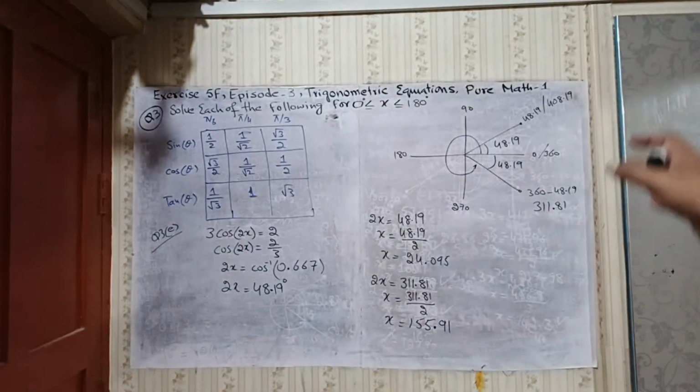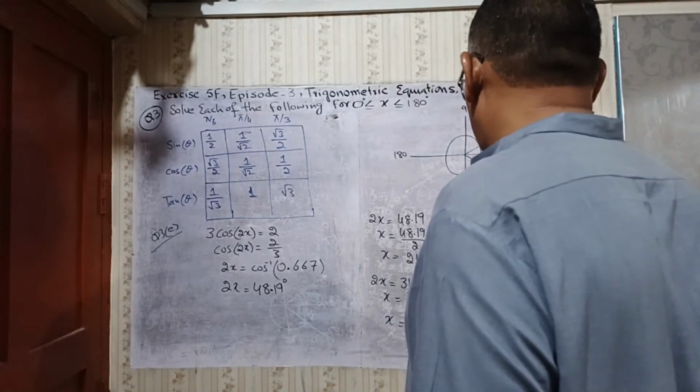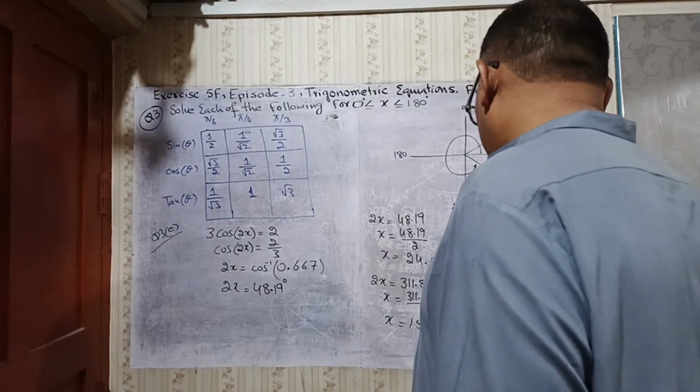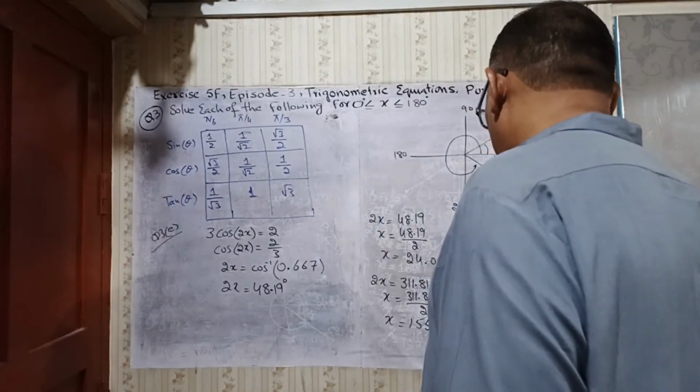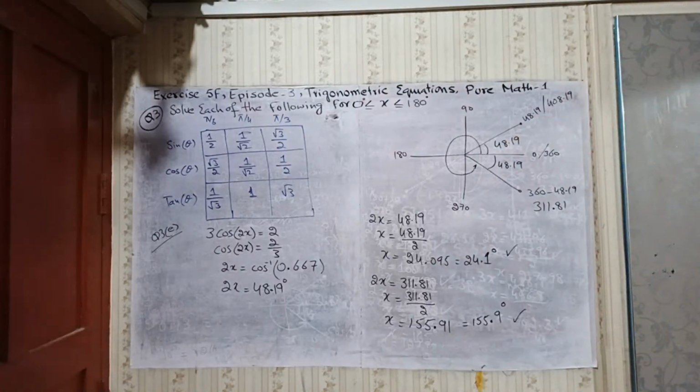Why are we not trying 408.19? Because when you divide it by 2, its answer will be 200 something. The x value can only be from 0 to 180. This is the range which they have given. So we are done with question number 3 and its E part. It says 24.1, so our answer is right, and 155.9, so our answer is right. They have rounded it off to 24.1 and 155.9 degrees. This is our answer, which is right.